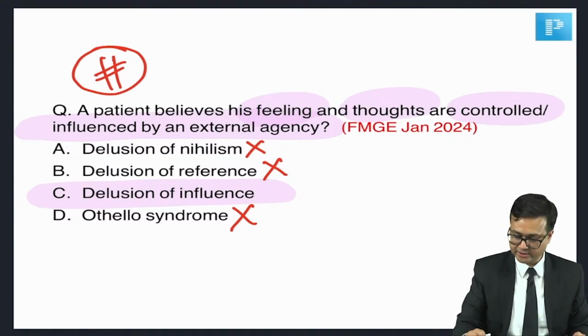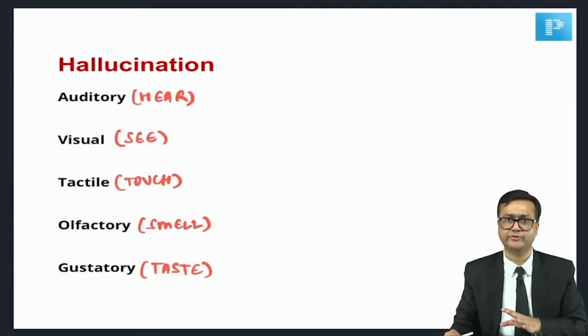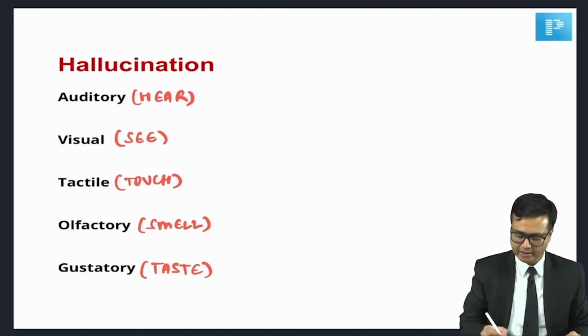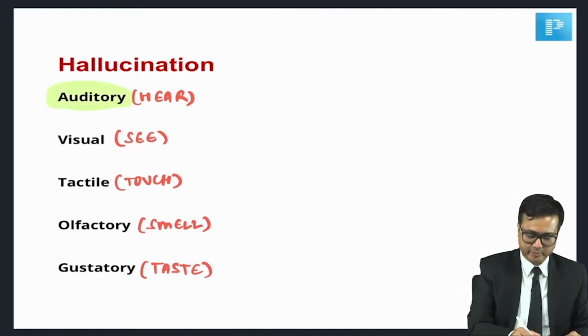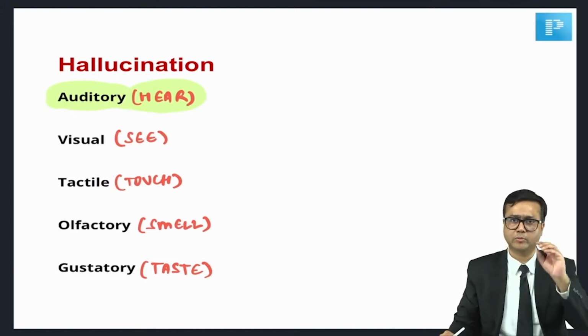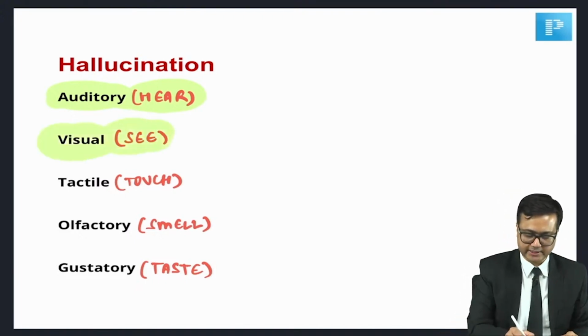Yes. So let's also discuss various types of hallucinations. Again, these can be divided based on the five sensory modalities we have. So auditory means the patient is hearing something. Again, it can be the noise of bells, dog barking, or a human speaking. So it could be anything. Visual means the person is seeing something.